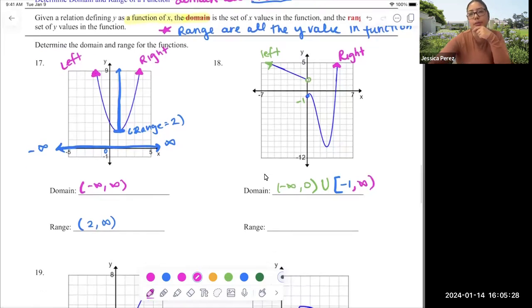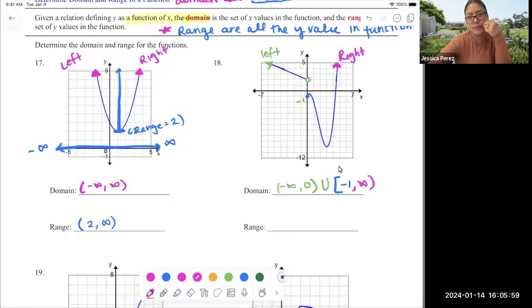So notice how this one's different because this one's nice and smooth. There are no holes, there are no breaks. But this one, you're starting all the way from left to right, but then this is an open dot at your x value being what? What is your x value? 0, and so it's open. So it's going to come back. You're going to have a continuation at x being negative 1, all the way to positive infinity.